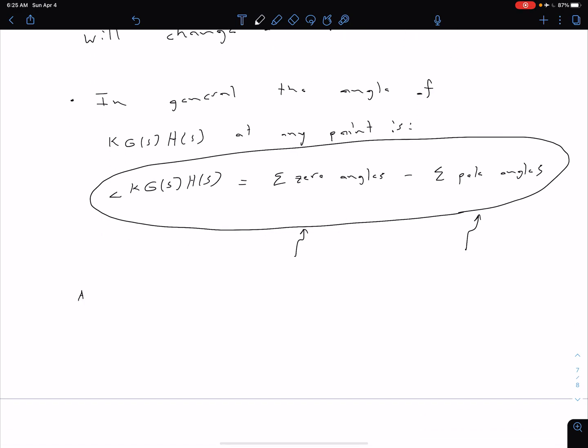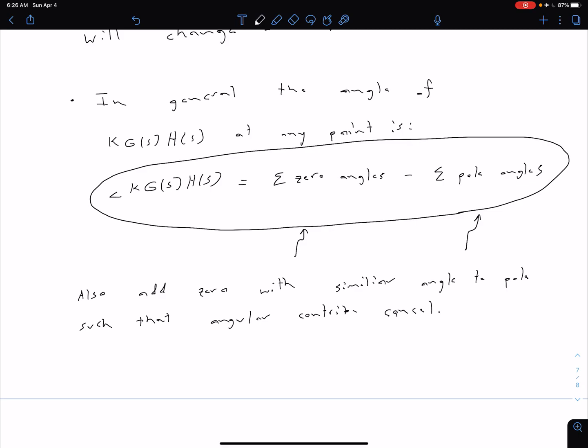So let's say we're going to also add a zero with a similar angle to our pole, such that angular contributions will cancel out. We're going to look at this graphically in the next video, but here let's just start by talking about this mathematically. And of course, ultimately, if a point is going to be on the root locus, then this summation here needs to be some odd multiple of 180 degrees. And again, we're going to come back and look at this graphically, and hopefully that will solidify this in your head and make it a little more clear.